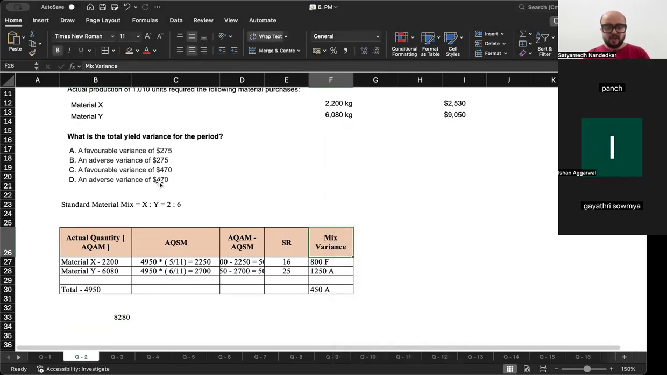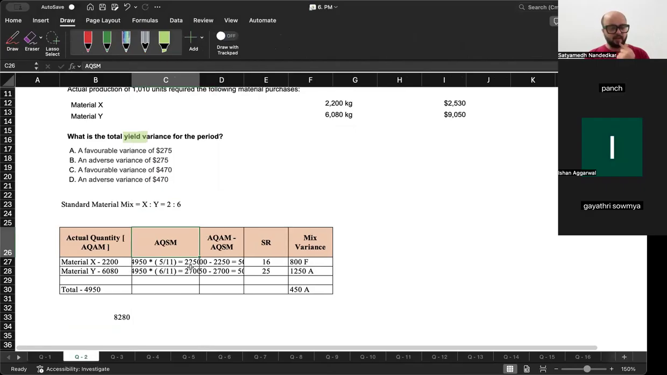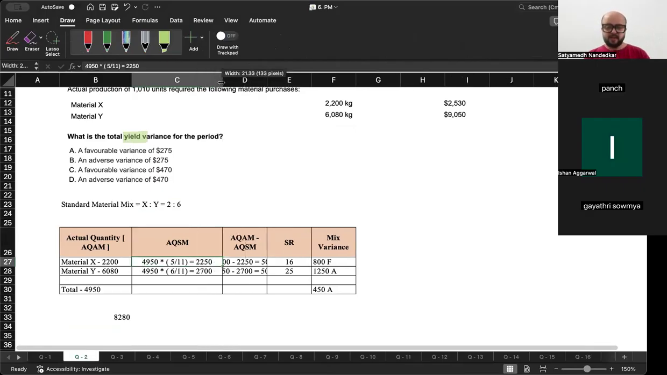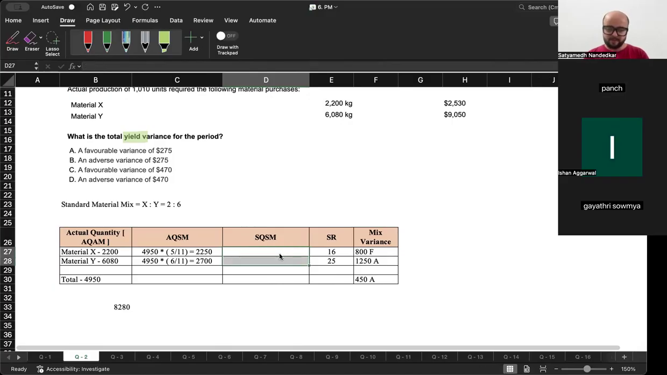But that is the situation when they have asked you material mix variance. What have they asked you? They have asked you material yield variance. Now, material yield variance and material mix variance, actual quantity, standard mix, and what can you compare that with when you are calculating the material yield variance? Do you remember, AQAM, AQSM is material mix variance. Material yield variance, what will you compare? AQSM and SQSM. You will compare this with standard quantity, standard mix. Now, what in God's name is standard quantity, standard mix?